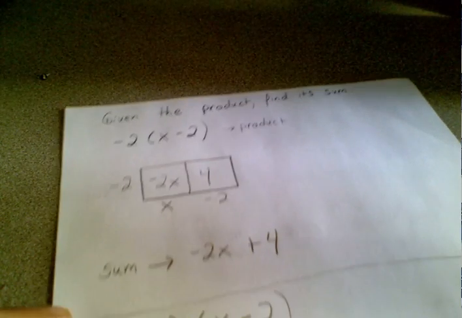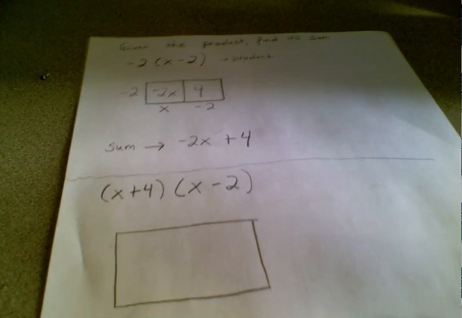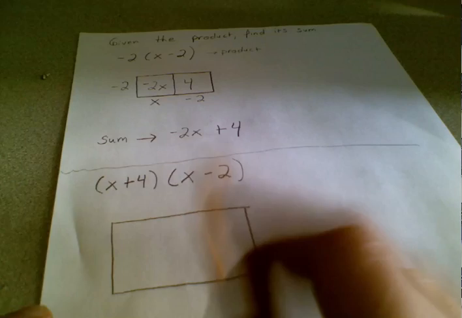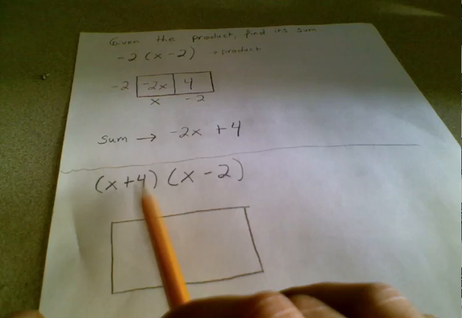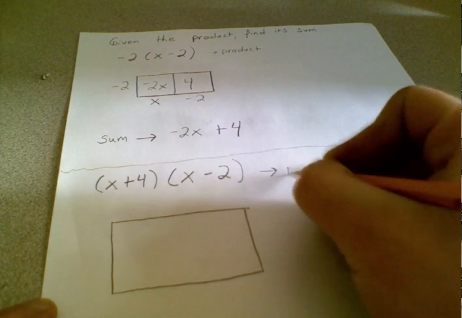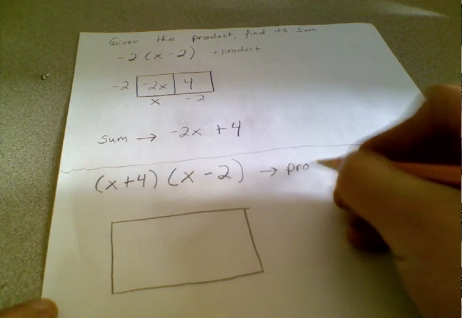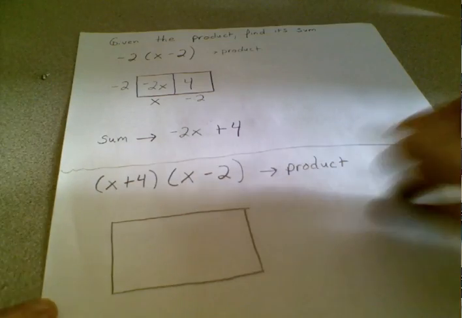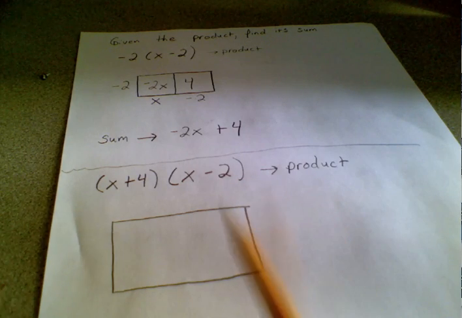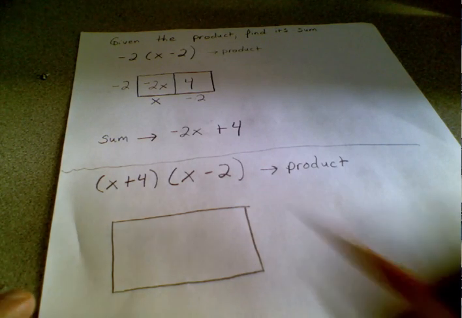All right, this next one I would like you to try out on your own. Go ahead and pause this right now and try this next one. We have x plus 4 times x minus 2. Again, this is our product. We want to go from a product to a sum. So go ahead and pause it and give it a shot before you get started with me going over it. All right, moving on here.